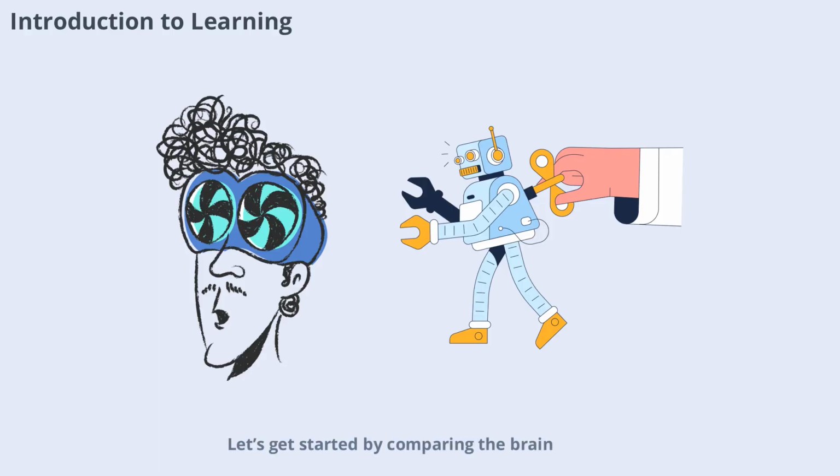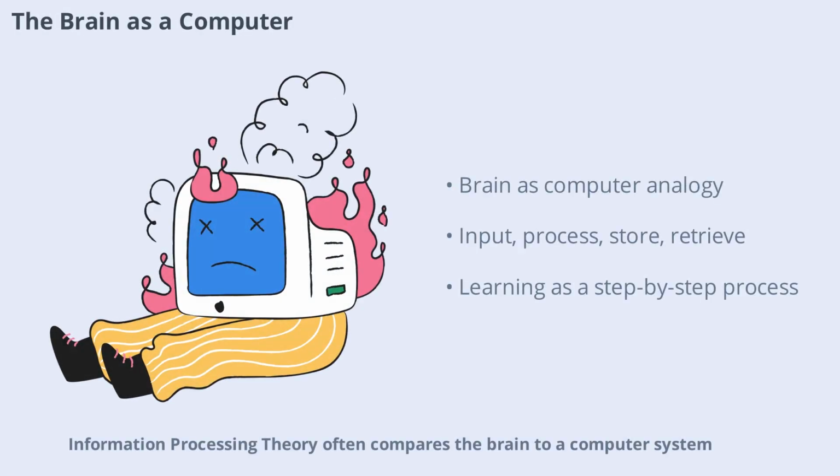Let's get started by comparing the brain to something we all use every day, a computer. Information processing theory often compares the brain to a computer system. Think about how a computer works. You input information, the computer processes it, stores it, and later retrieves it when needed. Our brains operate in a similar way, though they are much more complex. When children learn in school, information passes through several stages, just like files moving through a computer. Understanding these stages helps us see where learning can break down and how we can help students succeed. Let's walk through each of these stages together.